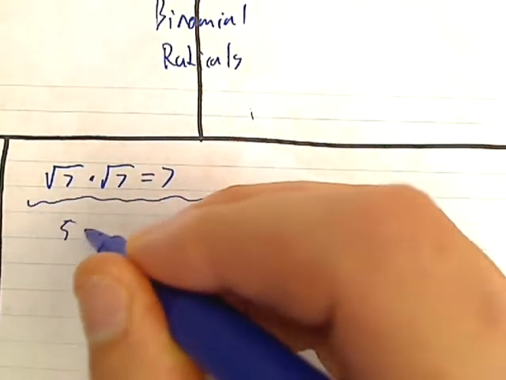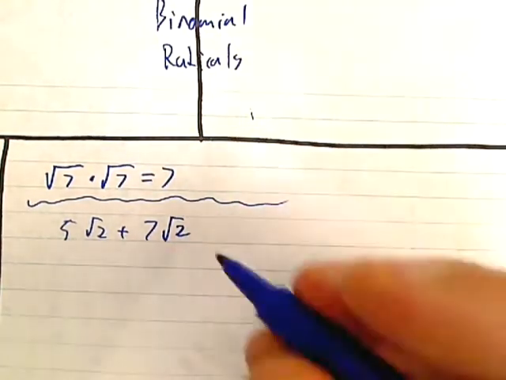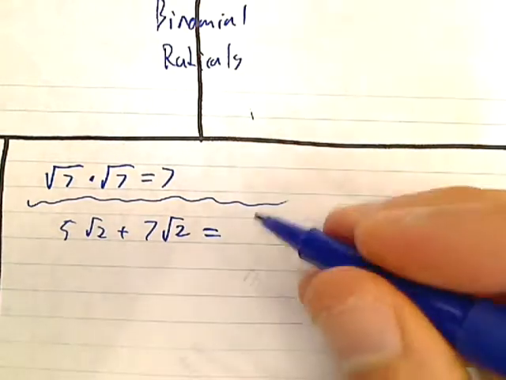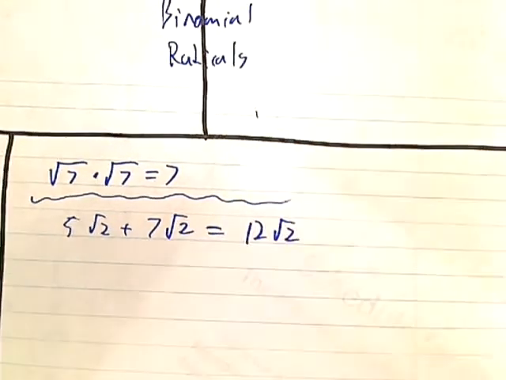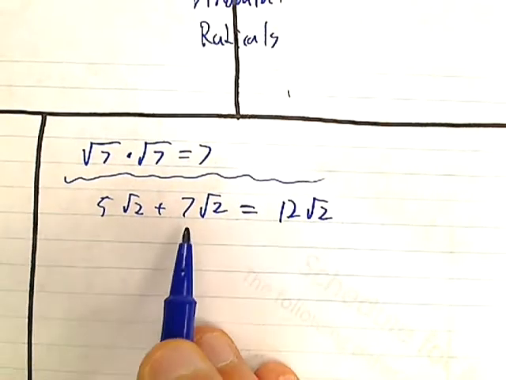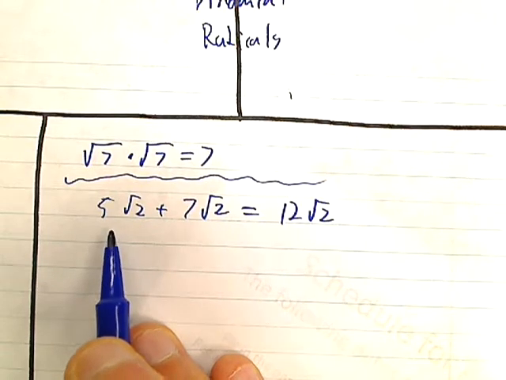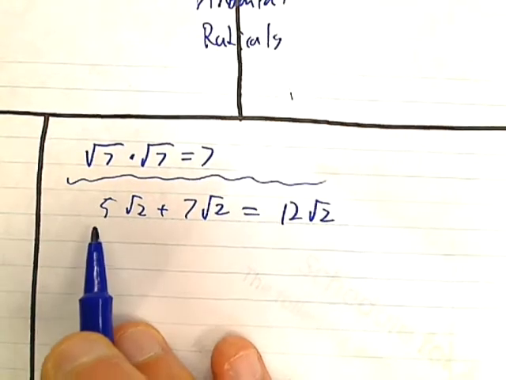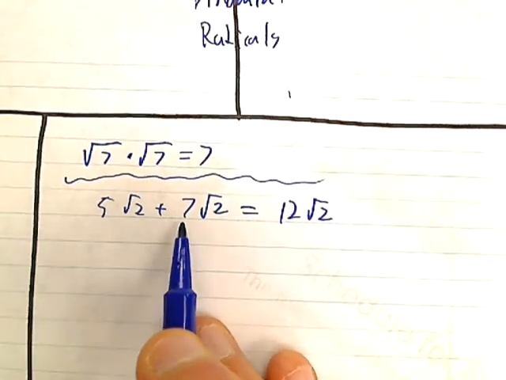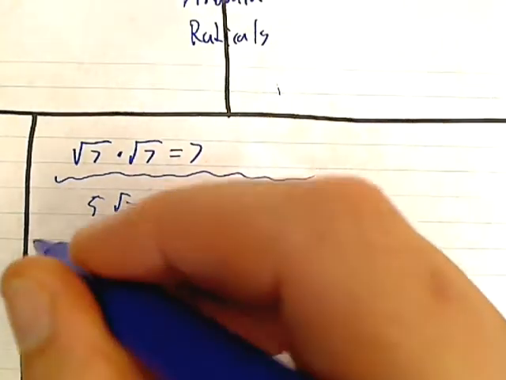How about 5 square root of 2 plus 7 square root of 2? Well, this is much easier than it might look. 5 plus 7 is 12 square root of 2. So this is like if I said 5x plus 7x, you would say it's 12x. If you have a basket full of square roots of 2, and in one basket you have 5 square roots of 2, and in another basket you have 7 square roots of 2, how many square roots of 2 do you have altogether? 12. That's it.